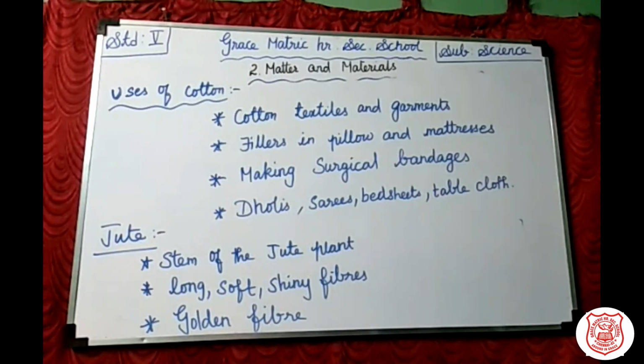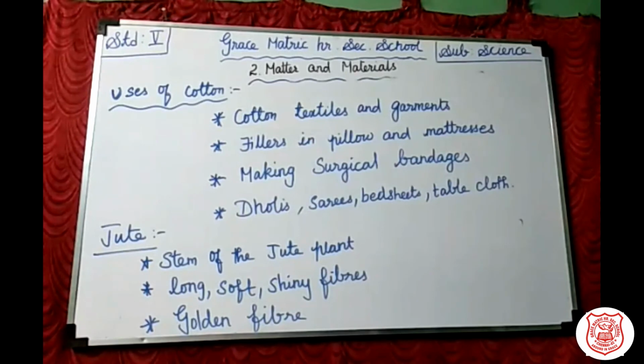Next, we will see the uses of cotton. It is used in many ways. It is used to manufacture cotton textiles and garments, to make fabrics. It is used as filler in pillows and mattresses. It is used for making surgical bandages; in the medical field, cotton is widely used. It is also used for making dhotis, saris, bed sheets, tablecloths and so on. So these are all the uses we get from cotton.